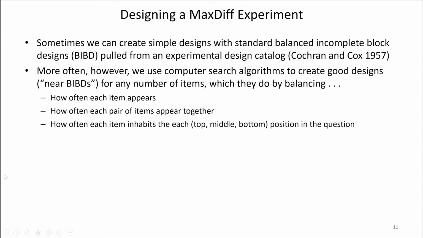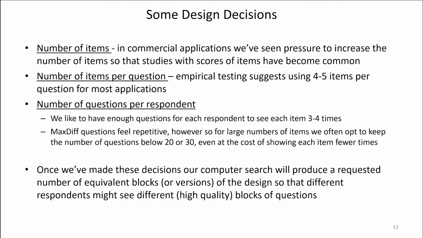And the way those computer algorithms work is they balance how often each item appears. They want each item to appear equally often. They try to balance how often each pair of items appear together, because again, that perfect balance is what's going to allow us to analytically extract how valuable each item is relative to each other. And then because we know that survey researchers are sometimes a little bit lazy, we want to balance how often each item appears in each position in the question. How often is it in the first position, the last position, the second position, the third position? We don't want there to be any positional bias among our items. So we'll use a computer, we'll go ahead and specify some inputs, and then the designer will make a nice design for us using those criteria.